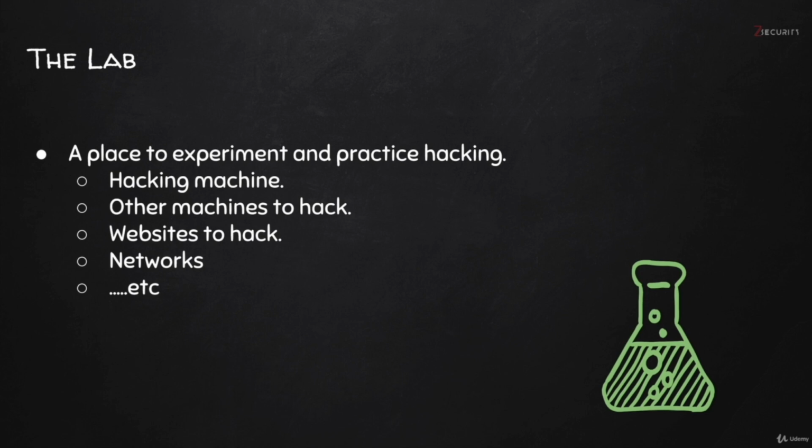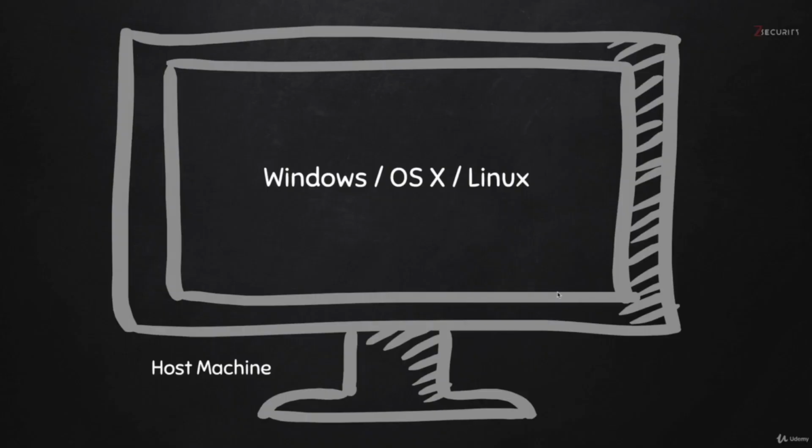testing lab. Now, to create a lab, you just need a number of computers with different operating systems, and you'll need a number of networks if you're testing network attacks, and if you're testing website attacks, then you will need to install websites on these computers. Or you can do all of this inside your computer, inside one machine, and install everything else as virtual machines. And this is what we're going to do.